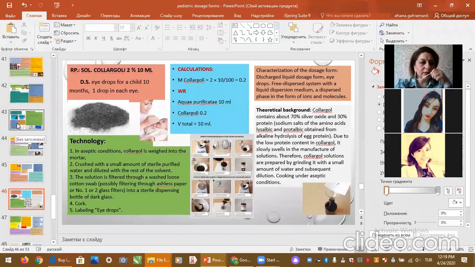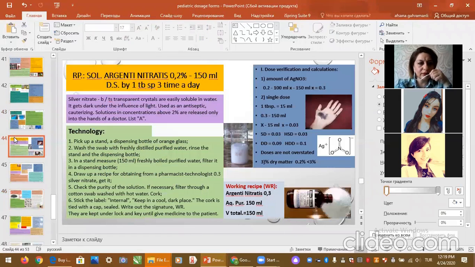So we calculate that the single dose is 0.03 and the daily dose 0.09, because we must use it 3 times a day. And according to the pharmacopoeia, we can say that its doses are not overstated. Okay, now the technological process, the worker recipe. We write: argentum nitrate 0.3 and aqua purificata 150 ml. So the total volume of our prescription is 150 ml.